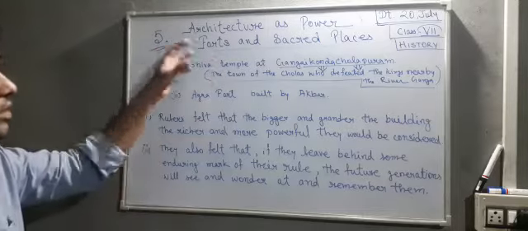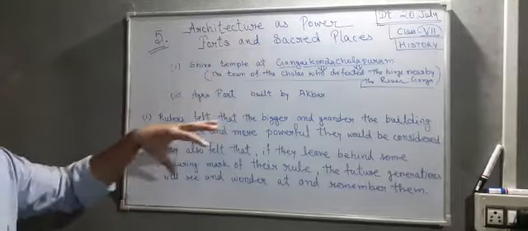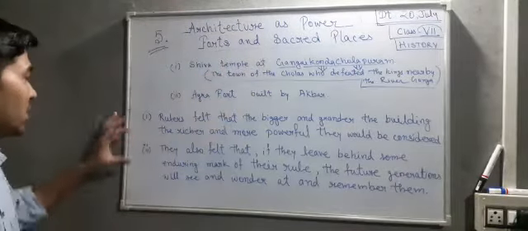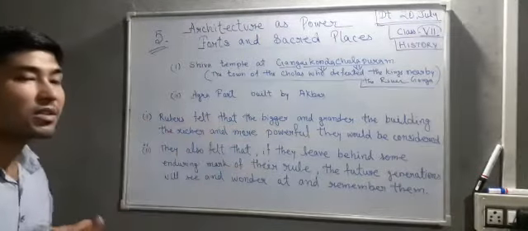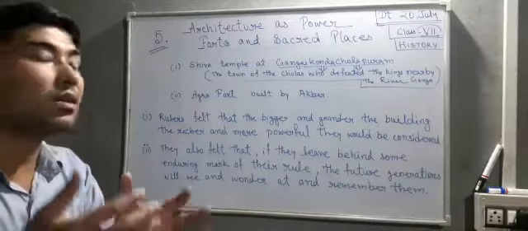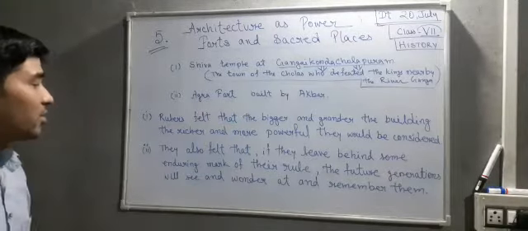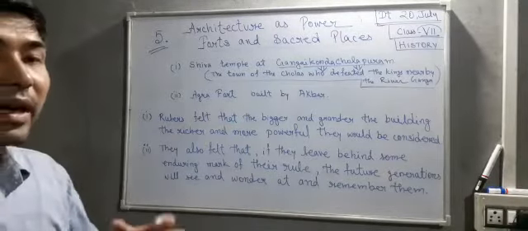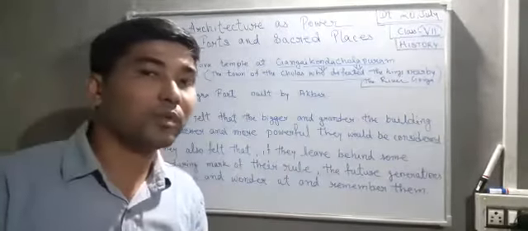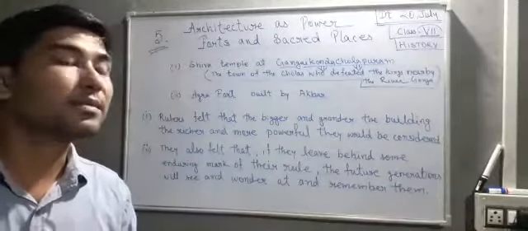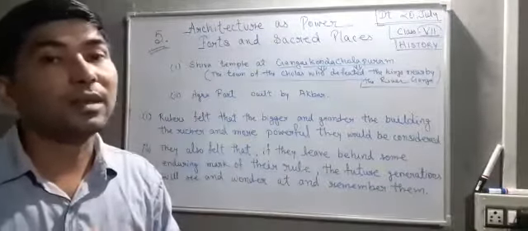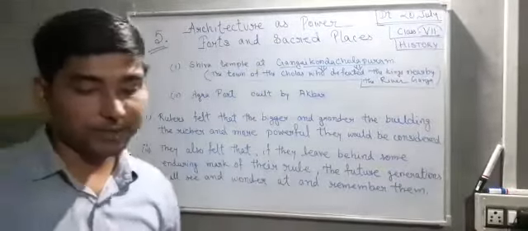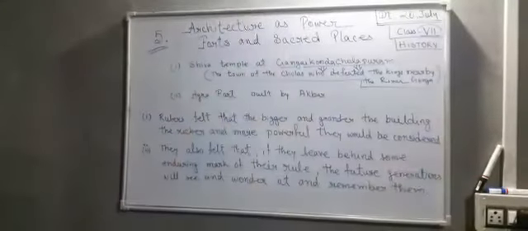And why does this lesson have the name architecture as power? Because the rulers felt that the bigger and grander the building they built, the richer and more powerful they would be considered. The second point is that they felt that if they left behind something enduring and very beautiful, it could be considered a wonderful monument, like the Taj Mahal, built by Shah Jahan. So next is architecture in India in the early medieval period.